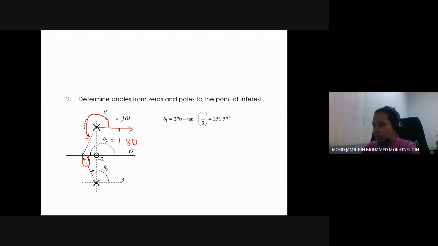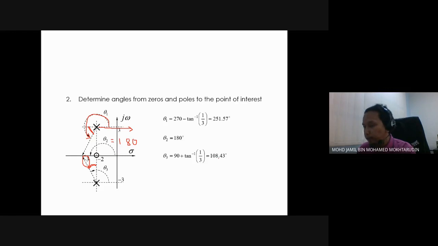So θ1 equals 270 minus tan⁻¹(1/3). There are a lot of ways to calculate this. One way is 270 minus this angle. You can also calculate by finding 180 degrees plus this angle. Practice how to calculate it, there are many ways. The second angle is 180 degrees, and the third angle is 90 degrees plus this angle.